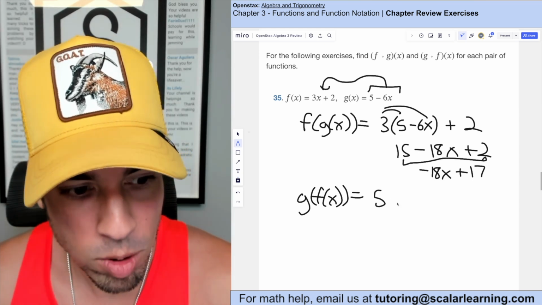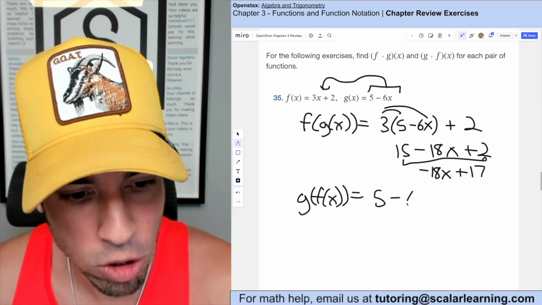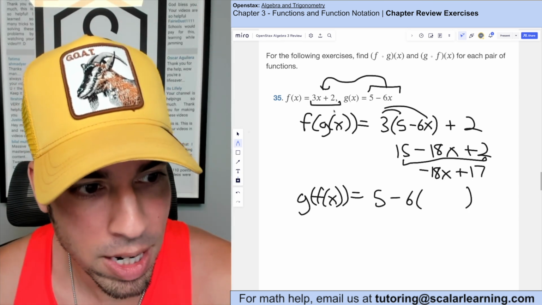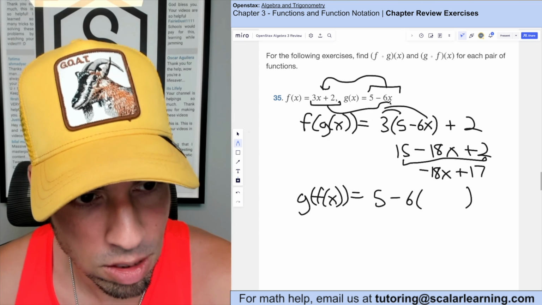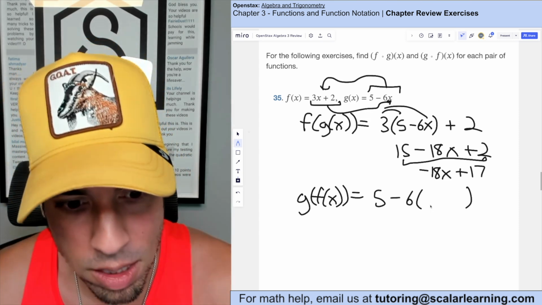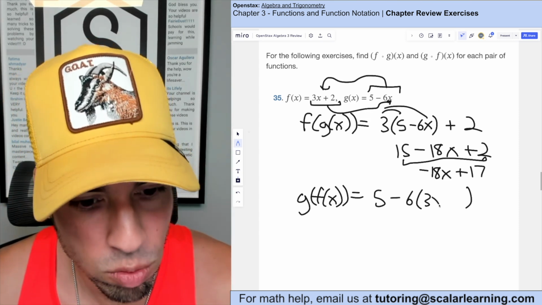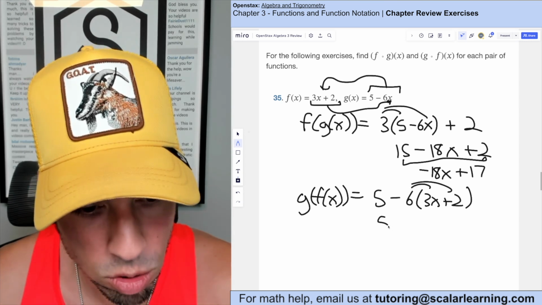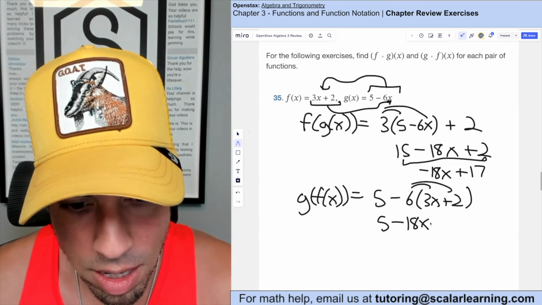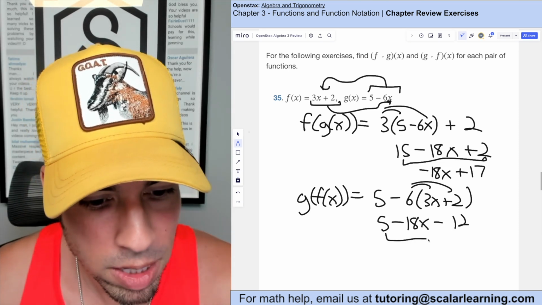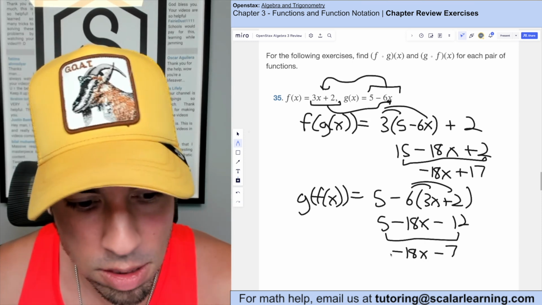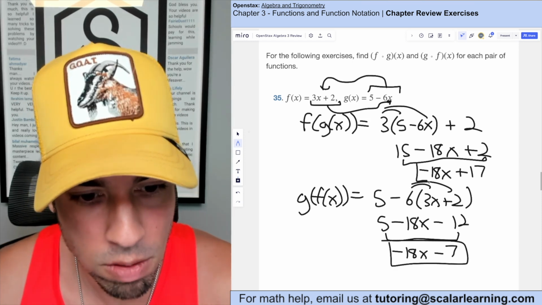So same thing. I'm going to write my g of x function, the big function, with a parentheses where the x is, because now I'm taking my f of x and I'm plugging that into the function, replacing every instance of x. So now I have this times 3x plus 2. We're going to distribute. Don't forget to bring that negative along with it. So it's 5 minus 18x minus 12. Combine the 5 and the negative 12. We have negative 18x minus 7. Boom, done for both of these.